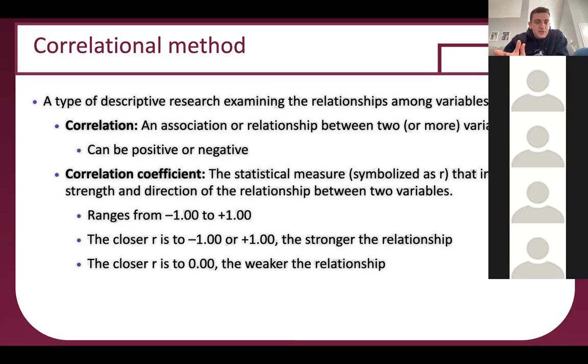So a correlation coefficient, this is about as mathy as chapter 1 is going to get. It is the statistical measure, symbolized as R, that indicates the strength and direction of the relationship between two variables. Okay, so it goes from -1 to 1. Those are the absolute strongest correlations you can have. So if you think about, for every X, there's one Y. The closer R is to -1 or 1, the stronger the relationship. The closer it is to 0, the weaker the relationship.